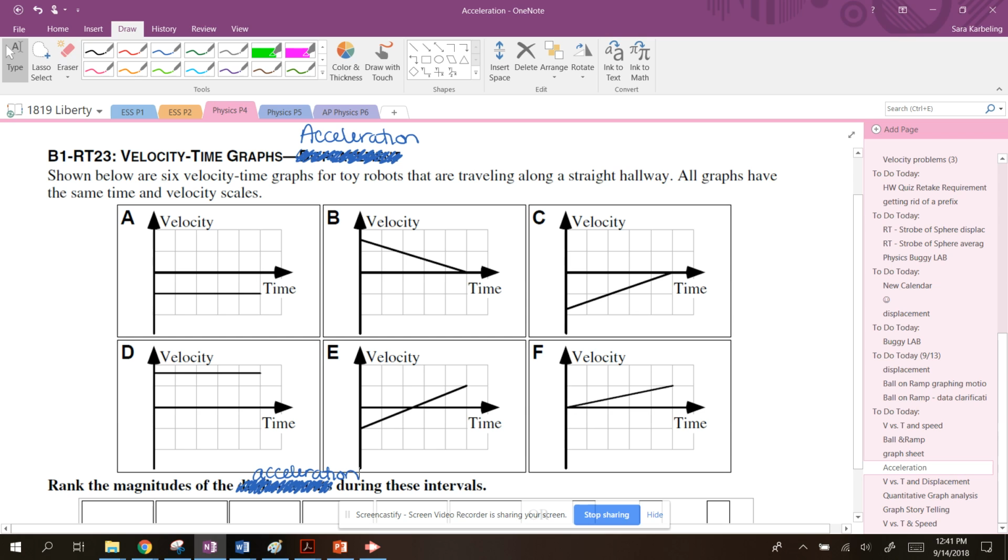Shown below are 6 velocity time graphs. So Isaac is not going to get tripped up by this. It's a velocity time graph, right? Not a displacement time graph. For toy robots, they're traveling along a straight hallway. I love that image. All the graphs have the same velocity scale. So it's all the same, like one box is 1 meter per second, let's say. It says rank the magnitude of the acceleration during those time intervals.